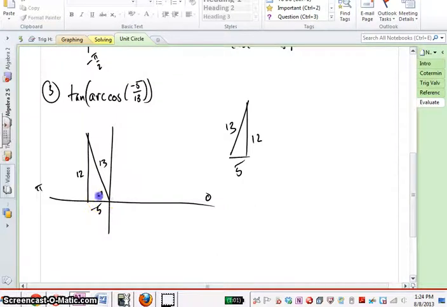So when I ask you for tangent, tangent should be opposite over adjacent. So tangent of arccosine of -5/13 must be 12/-5.